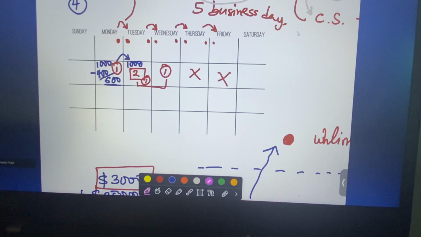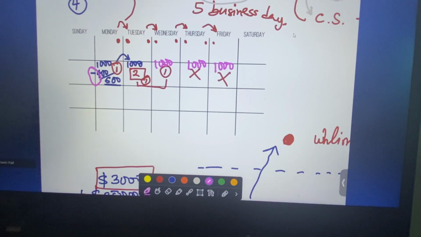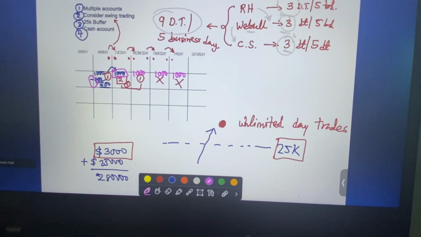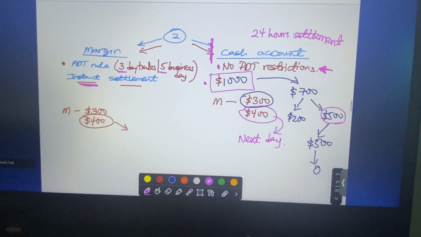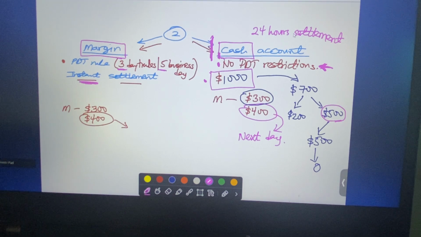But with a cash account, I can still day trade every single day. I'm just limited to how much I have in my account. So once you run out of that amount, you have to wait for the next day for it to reset. So that's kind of how the cash account versus the margin works. You're always allowed to switch from margin to cash if you decide you prefer one over the other, but I would definitely advise going with the cash account to avoid that restriction on day trading.